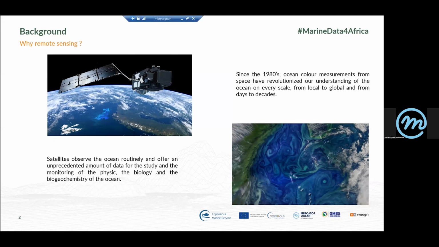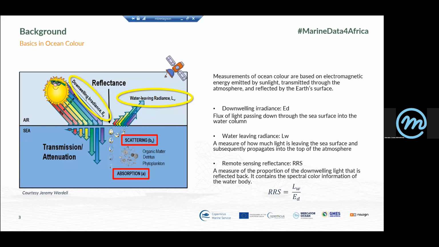Then, a few words on the principle of ocean color. The measurement of ocean color is a passive method. That means that satellites measure part of the electromagnetic energy which is emitted by the sunlight, transmitted through the atmosphere and reflected back towards the satellite. So first, the sunlight reaches the surface, which is called the downwelling irradiance. I don't know if you can see my pointer here. Perfect. Thank you very much. This is the downwelling irradiance.